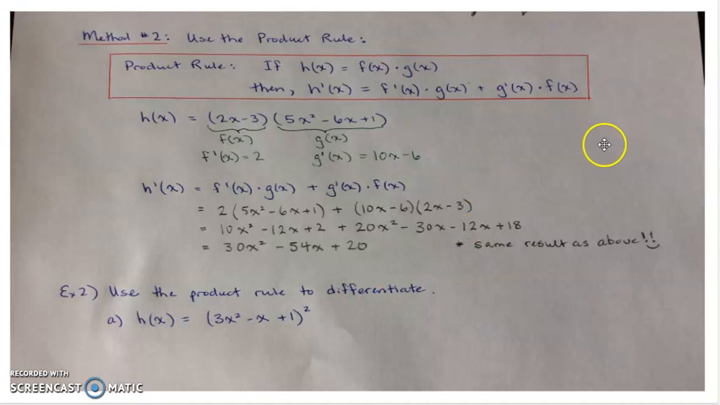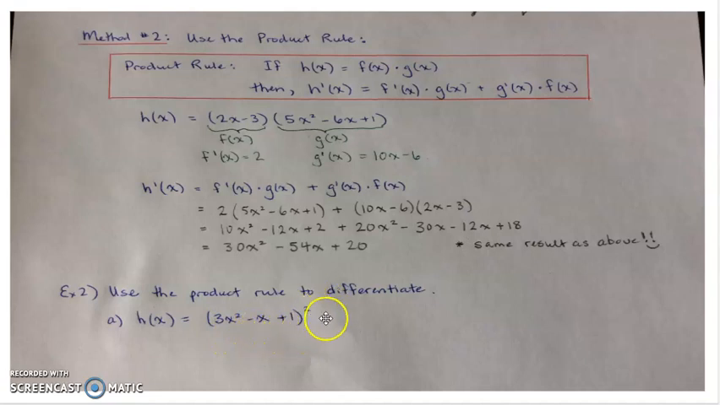Now this looks like a lot more work than method number 1, and it's true. For this particular kind of example, it is a bit more work. But there are other examples where this actually will be quicker and easier, especially when it comes to finding our critical numbers.